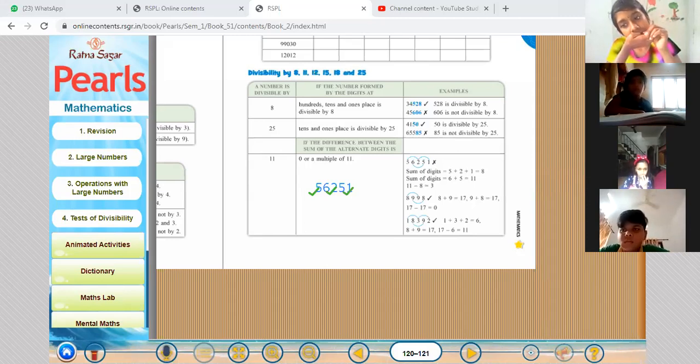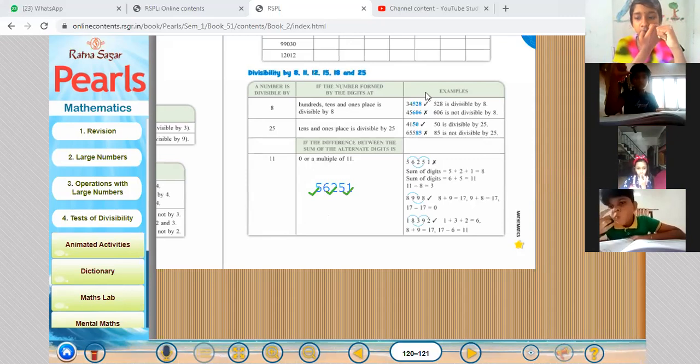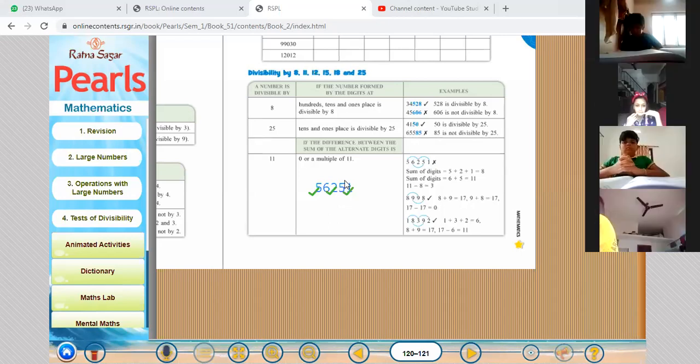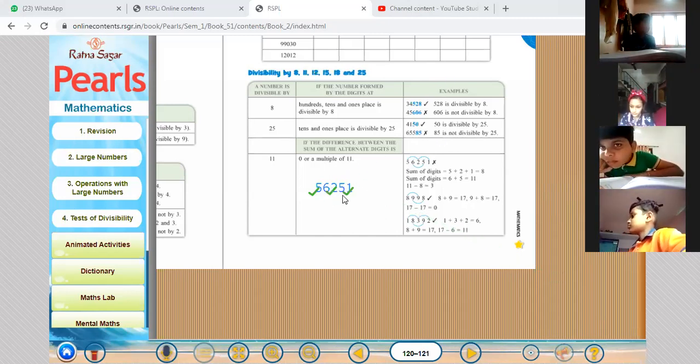Did you understand alternate digits? Then are 6 and 5 alternate digits here? 6 and 5? Yes or no? Type in the chat box. Yes, because after 6 we skip 2 and take 5. So we have 2 pairs of alternate digits. Which are they? The first one is 5, 2, and 1, and the second one is 6 and 5.